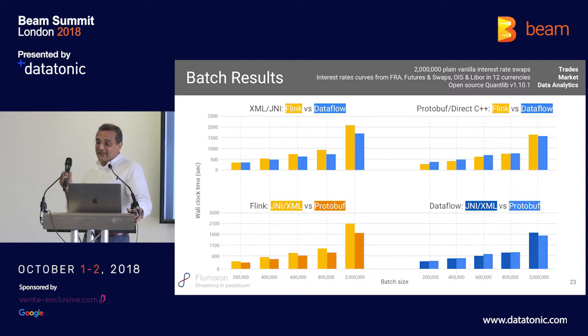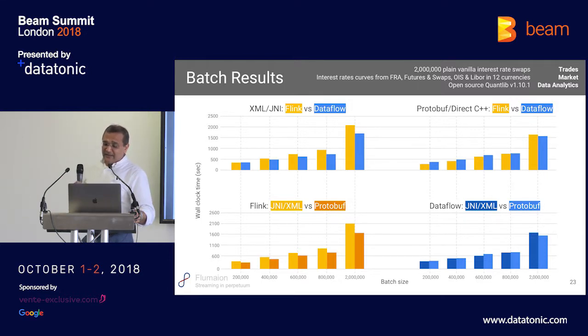On the right-hand side, top right is the same graph. Amber again is Flink, blue is Dataflow, but in this case we are using protobufs, and the communication is directly between the container, the Dataflow, the Flink container, communicating directly using protobuf to C++. So the JNI XML piece is avoided in that case.